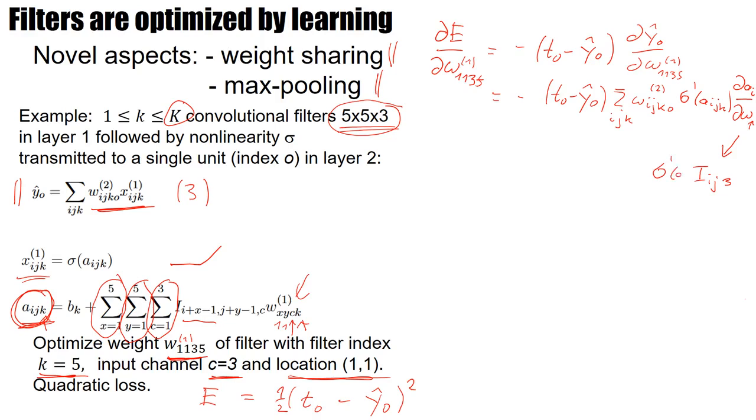And I can copy the rest. A I j k, and I have here w I j k o second layer, sum over I j k, and I can copy the rest. Okay, so now for this weight, for this derivative with respect to the weight W1135 in the first layer, I get this sum over all input locations, all images, all image locations in the third channel, in the color channel 3.